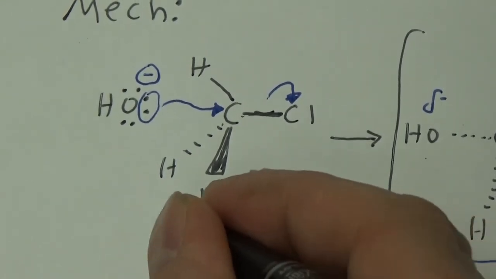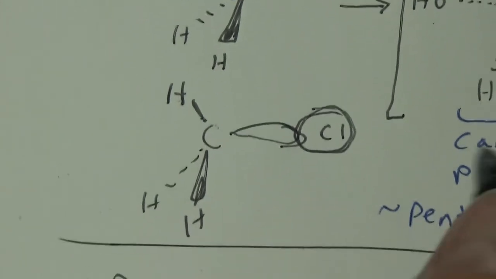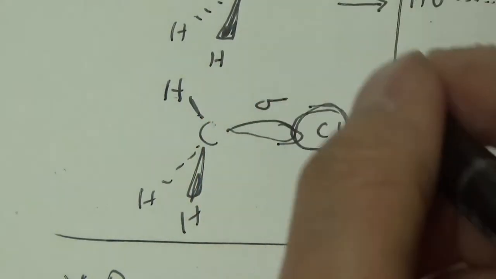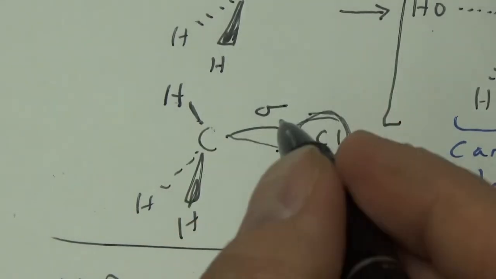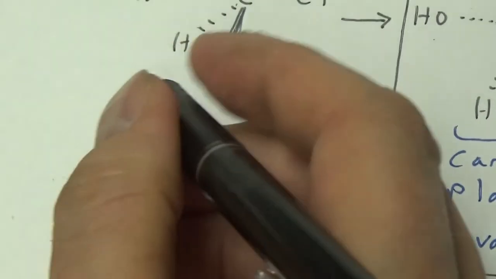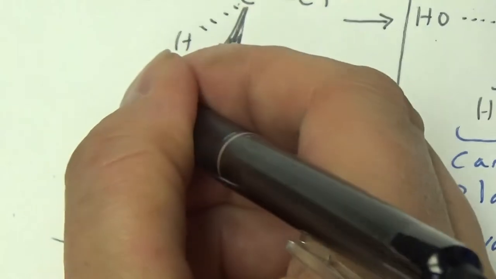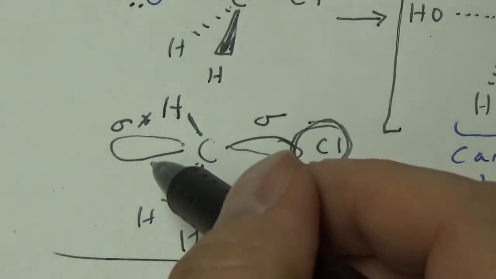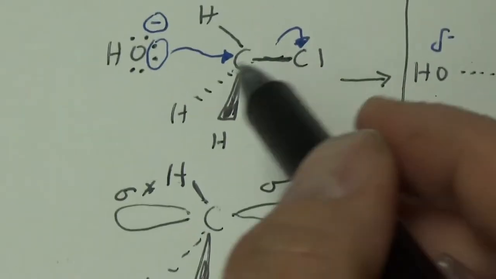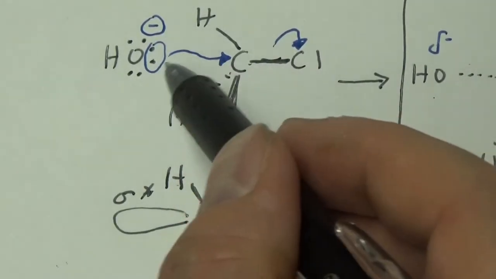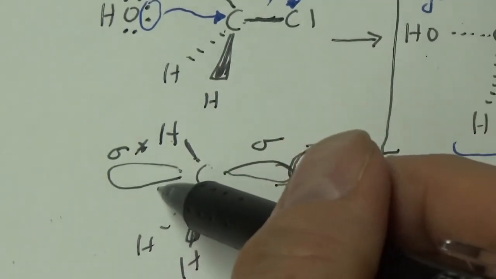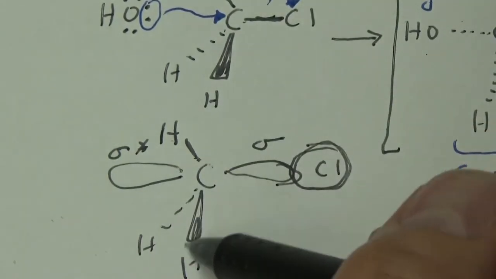This is going back to molecular orbital theory a little bit. But if you envision this as a sigma bond, what is in the back of a sigma bond? It's something called a sigma star. What was the sigma star? It was the antibonding orbital. So when this attacks, it's actually attacking the antibonding orbital, and that causes the breaking of the bond. I'm not really showing that up here, but that's actually what is happening.